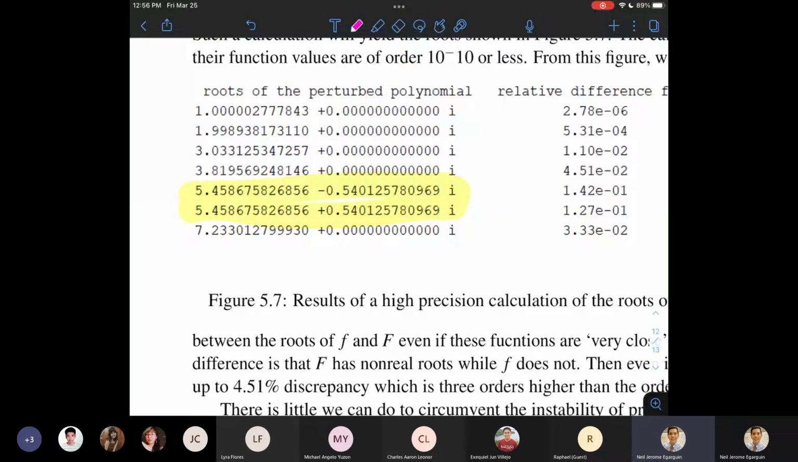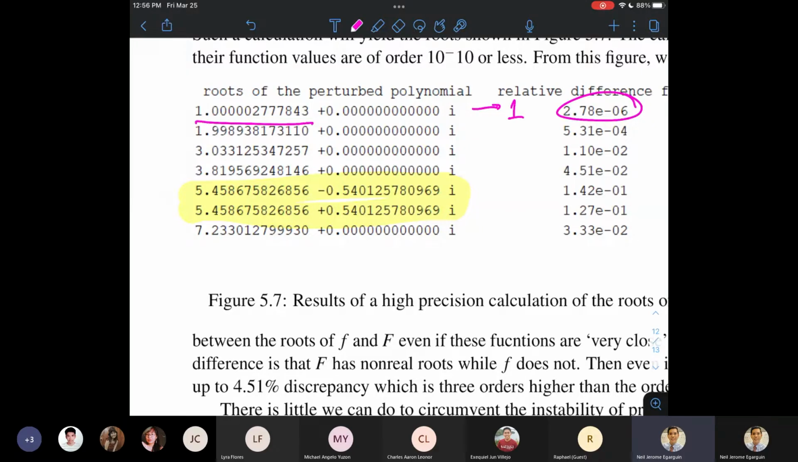Si root na 1 ay stable kasi yung maliit na change dun sa function f just nudged the root a little bit away from 1. Lumayo lang siya ng konti kay 1. It's order 10 to the minus 6 yung relative difference. So I can say na 1 is a stable root. Kasi nga, konti lang yung nabago kay 1 dun sa pagiging root ni capital F.